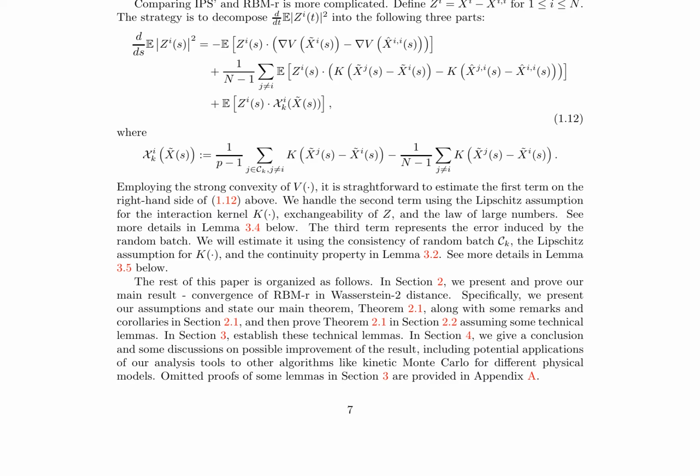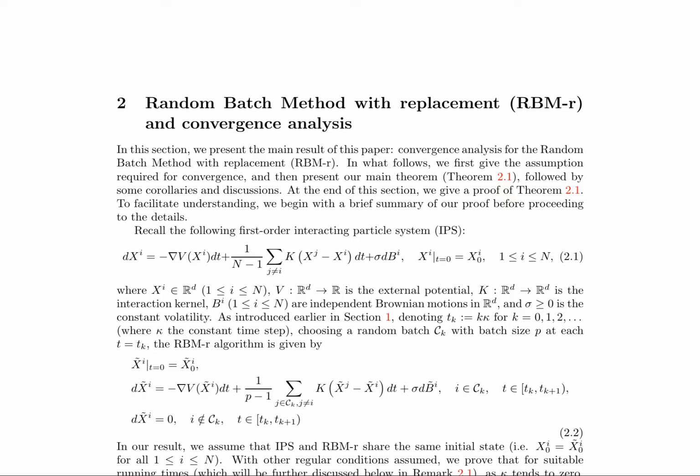The authors propose a two-step approach to estimate the distance between the IPS and RBM-r. The first step is to compare the IPS and its corresponding interacting particle system, IPS, which is a random time change of the IPS. The second step is to compare IPS and RBM-r. The authors use the Hölder's continuity property, the law of large numbers, and the Lipschitz assumption for the interaction kernel K to establish the estimates.